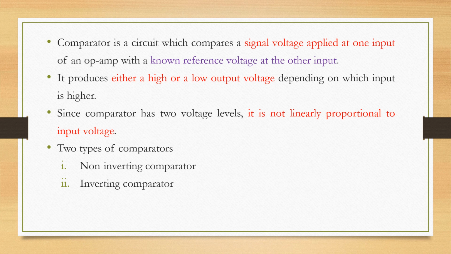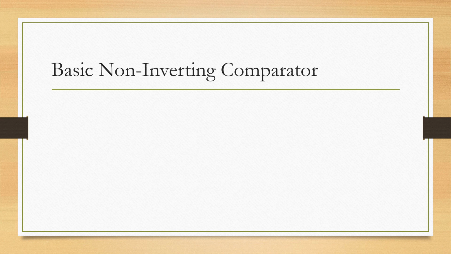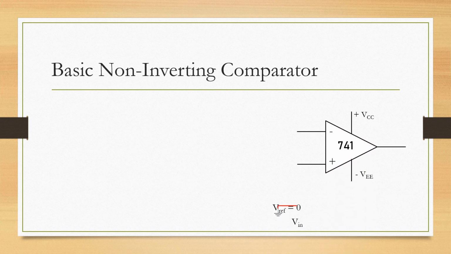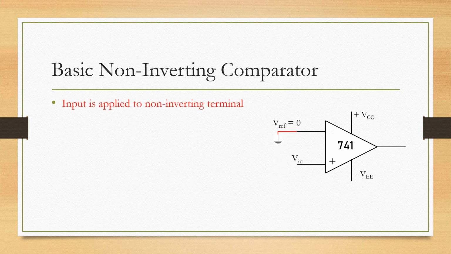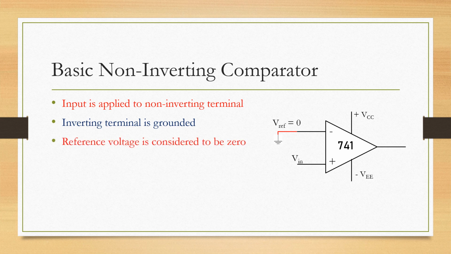There are two types of comparators. The first one is the non-inverting comparator, and the second one we call the inverting comparator. We will be seeing the first part here, that is the non-inverting comparator. In this, the input is applied to the non-inverting terminal, and the inverting terminal is grounded. Grounded in the sense that the reference voltage is considered to be 0.